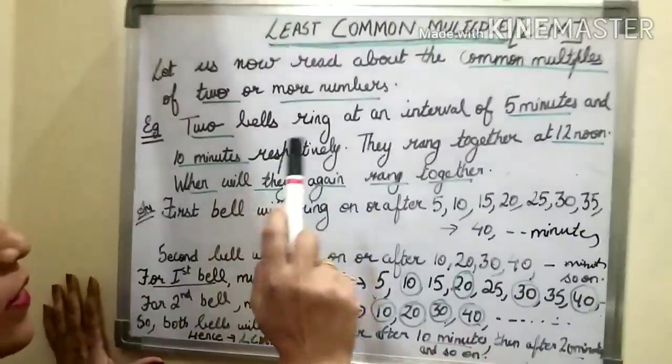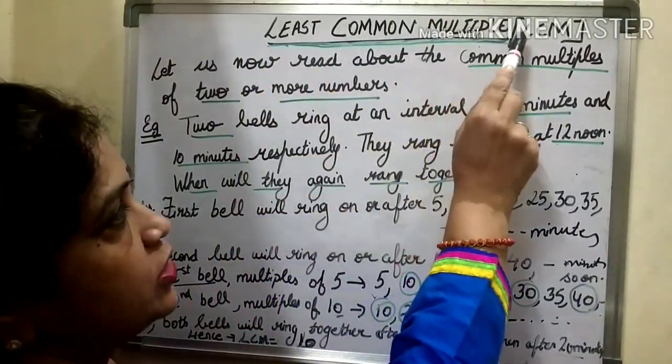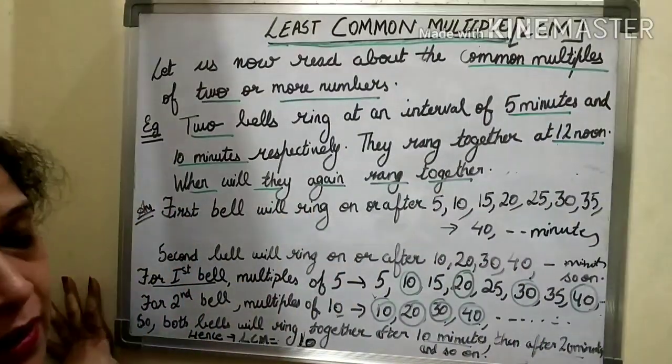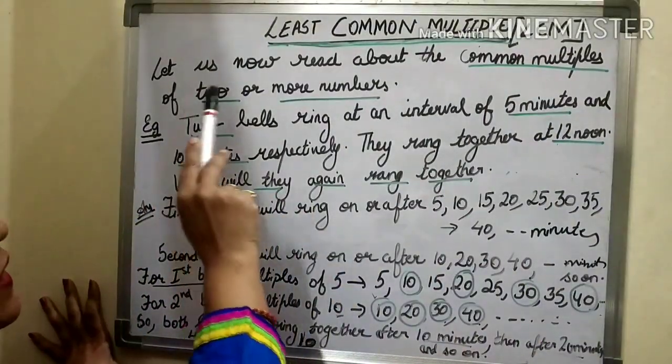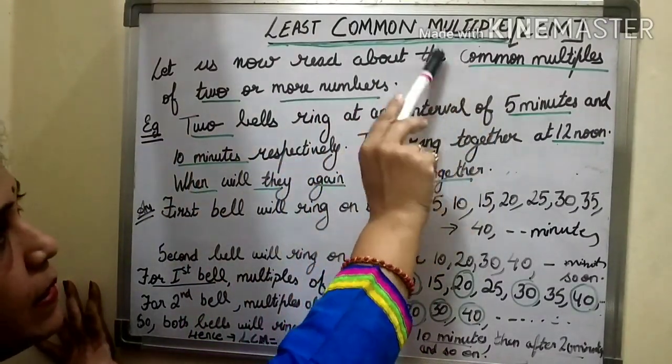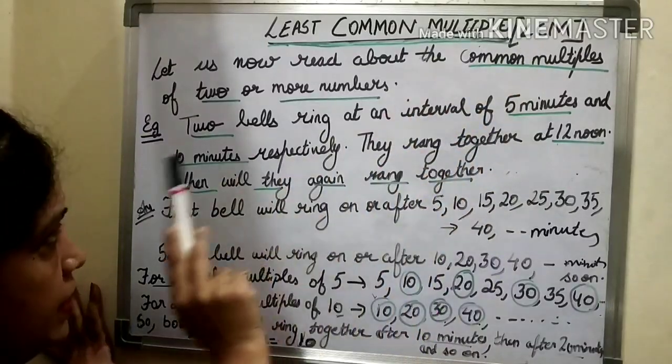We are going to learn about least common multiple. In short, we call it LCM. LCF we have done. Now we are learning about LCM. Let us read about the common multiples. How do we find it? First we will find common multiples and then we will find the least common multiple.